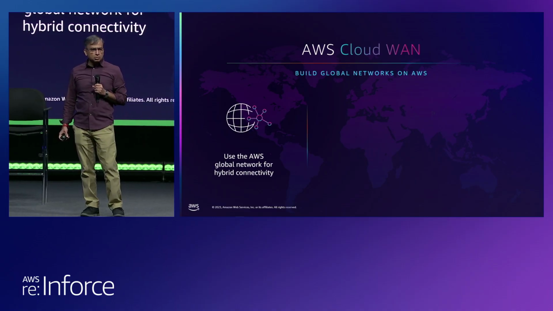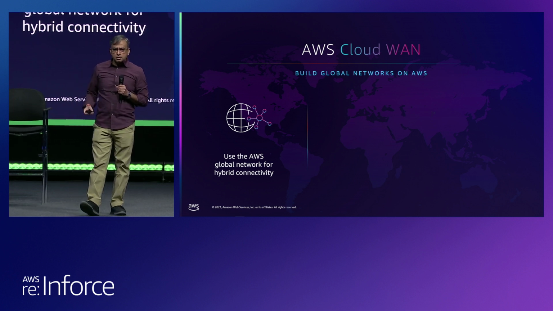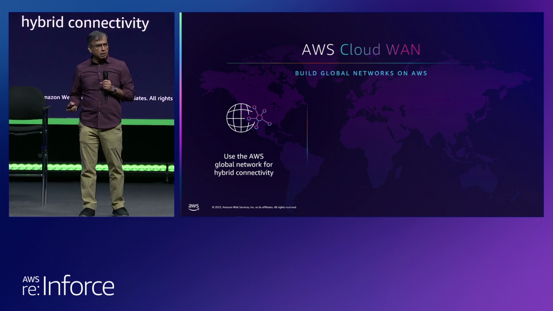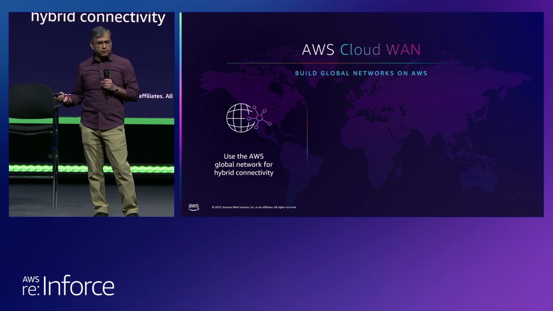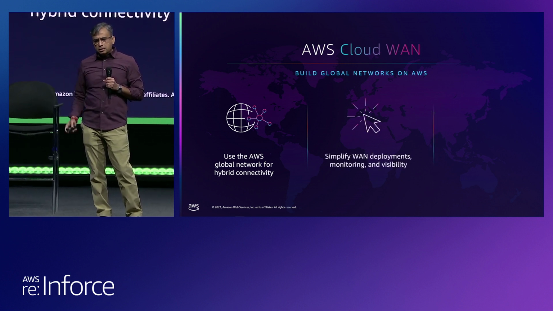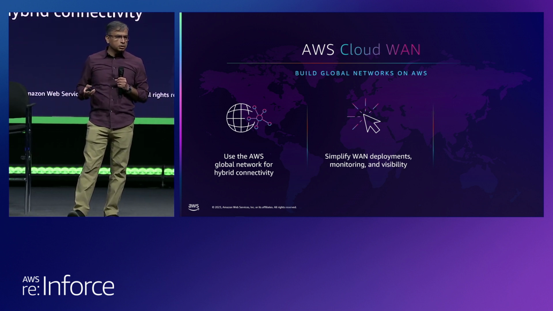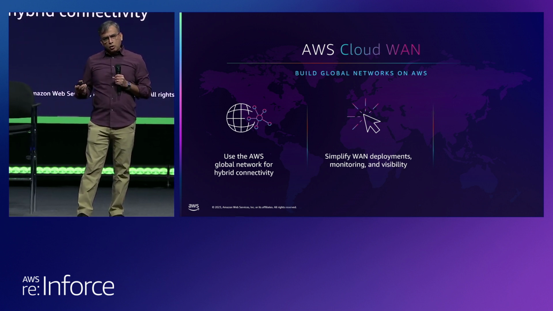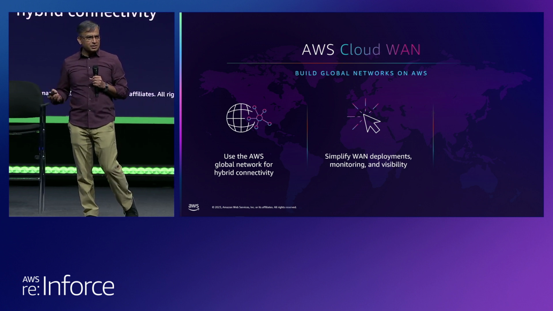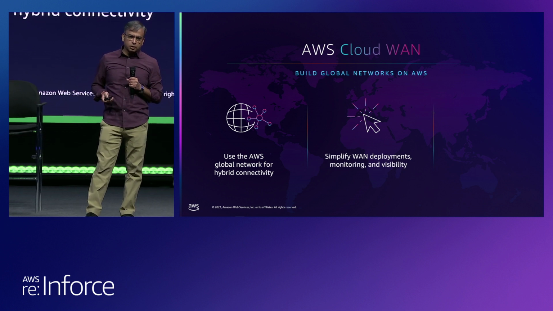What is AWS Cloud WAN? AWS Cloud WAN is a managed wide area network service which allows you to create a unified global network that connects resources running across your cloud and on-premises infrastructure. It provides a centralized dashboard which you can use to connect your on-premises branch offices, on-premises data centers, and Amazon Virtual Private Cloud over the AWS Global Network.